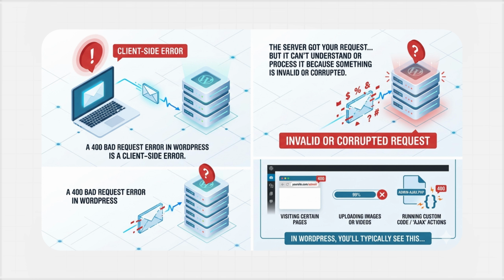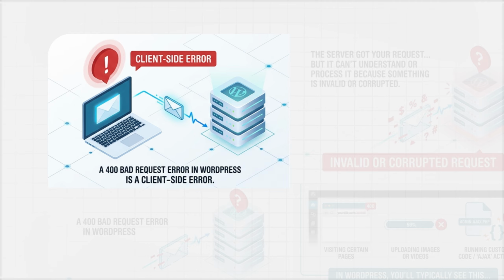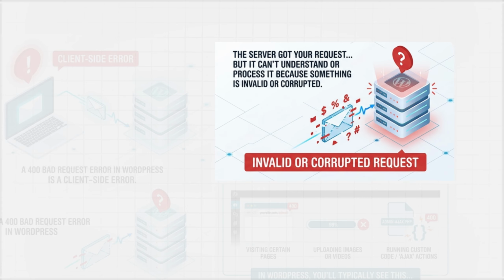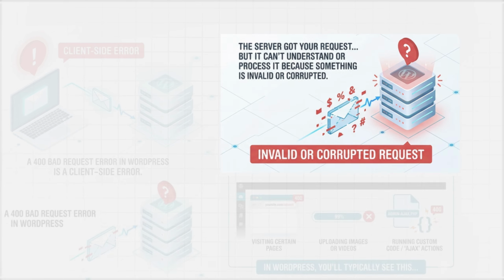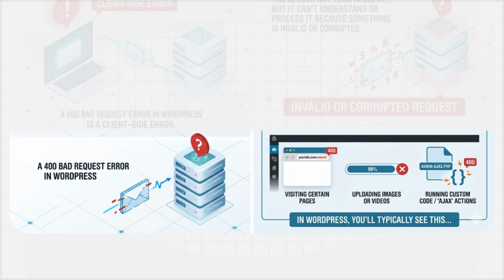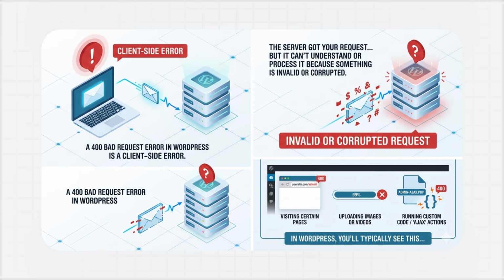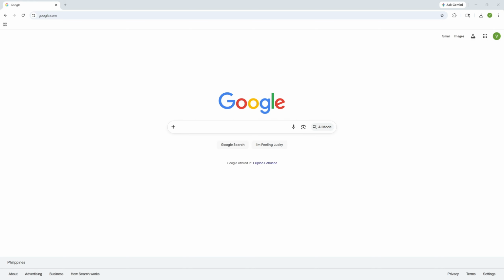A 400 bad request error in WordPress is a client-side error. That means the server got your request, but it can't understand or process it because something about that request is invalid or corrupted. In WordPress, you'll typically see this when visiting certain pages, uploading images or videos, saving changes in plugins, running custom code, or AJAX actions through admin-ajax.php.